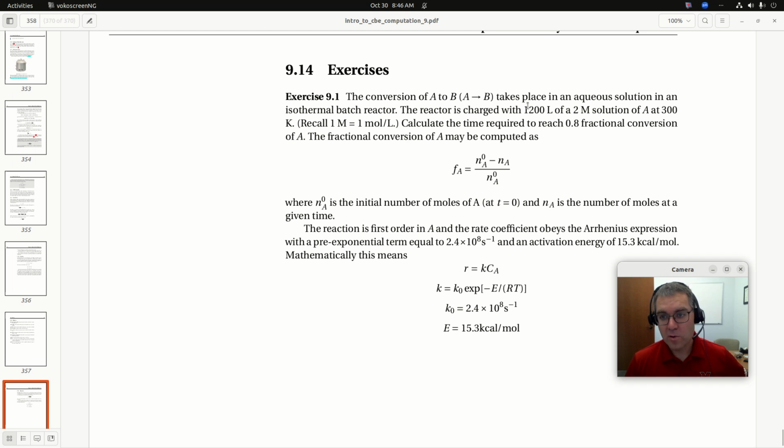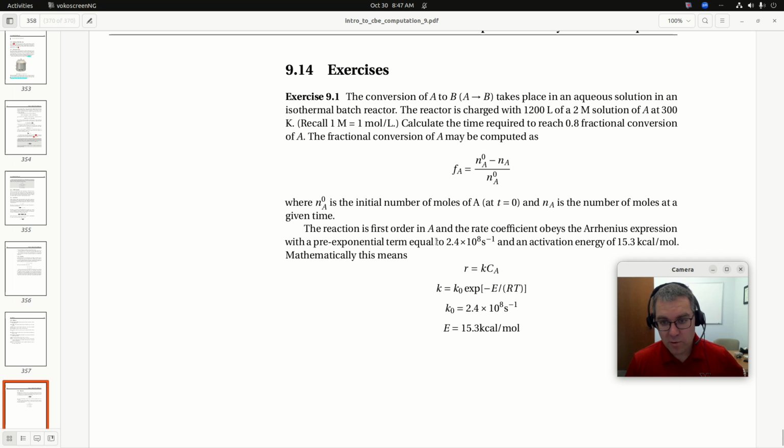The reactor is charged with 1,200 liters of a 2 molar solution of A at 300 Kelvin. Recall 1 molar is 1 mole per liter. Calculate the time required to reach 0.8 fractional conversion of A. The fractional conversion of A may be computed as this, where Na naught is the initial number of moles of A at t equals 0, and Na is the number of moles at a given time.